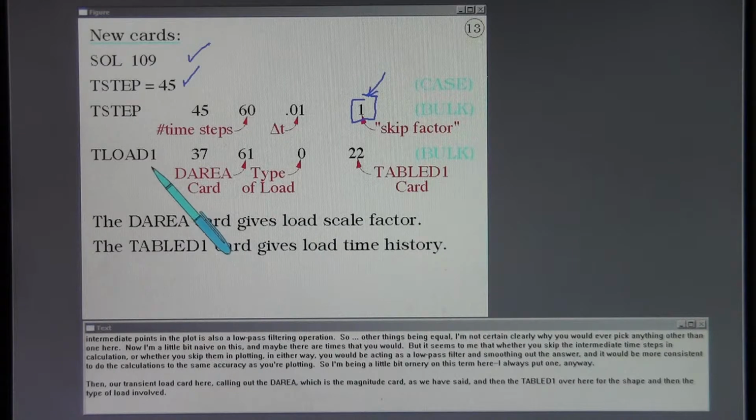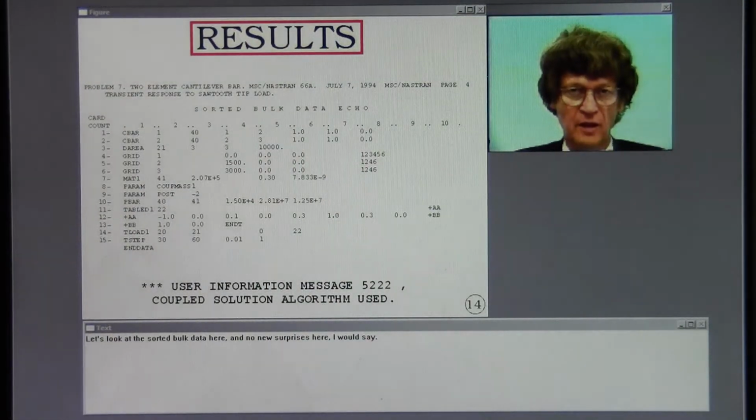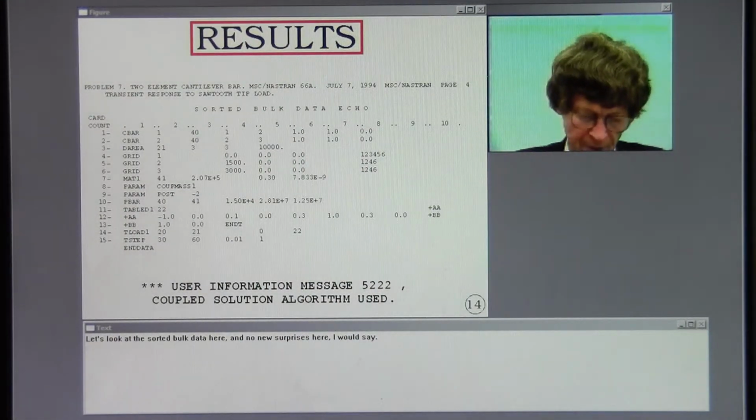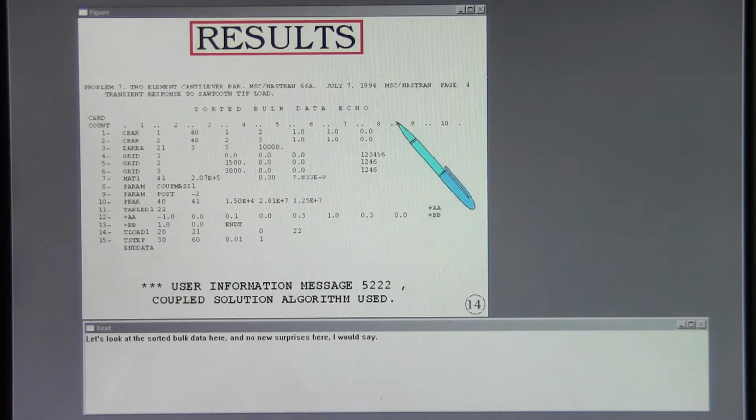Then our transient load card here, calling out the D area, which is the magnitude card as we had said, and then the table D1 over here for the shape and then the type of load involved. Let's look at the sorted bulk data here. And no new surprises here, I would say.